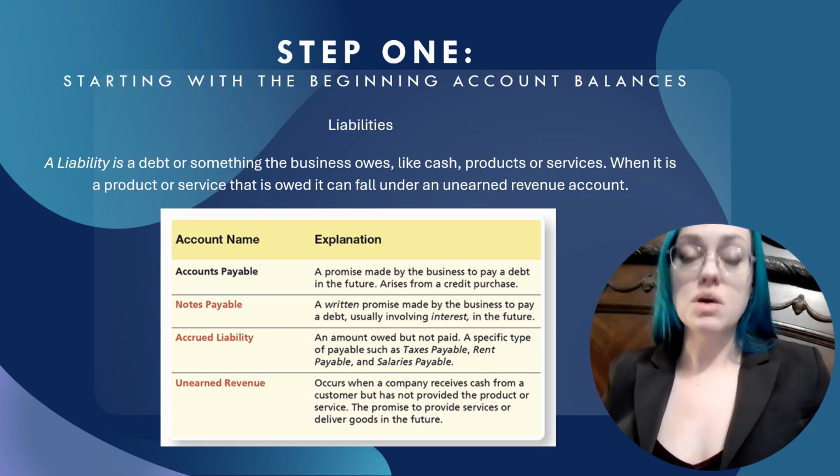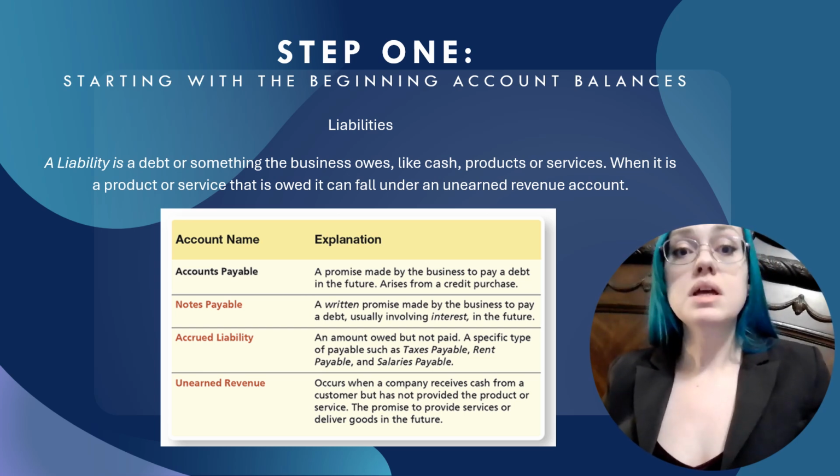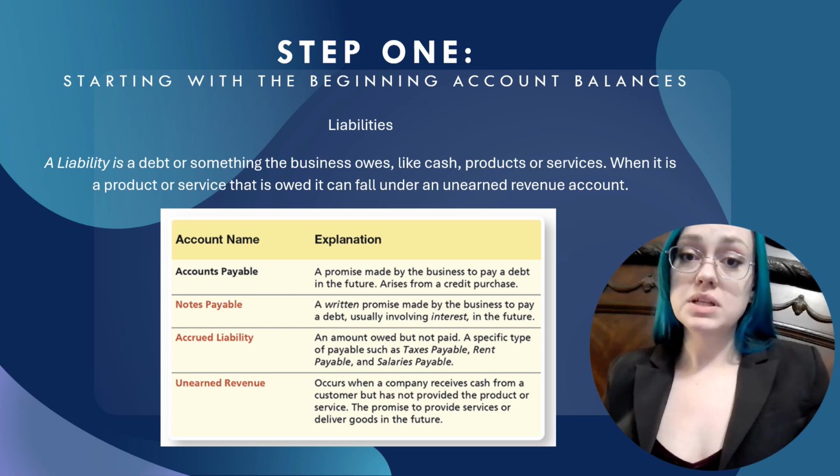Liability accounts will often include the word payable, as in accounts payable, notes payable, or service payable. An accrued liability account might include taxes payable, rent payable, and salaries payable. Accrued means the expense has happened, but the cash has not yet been paid.